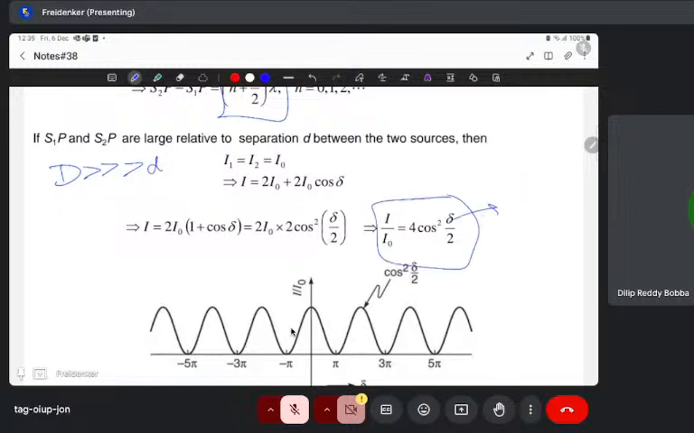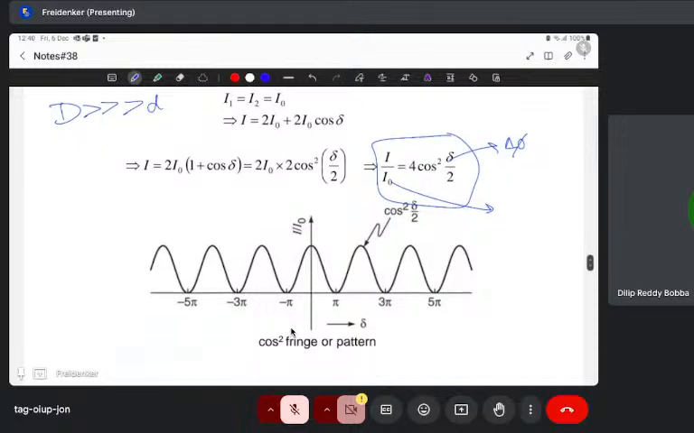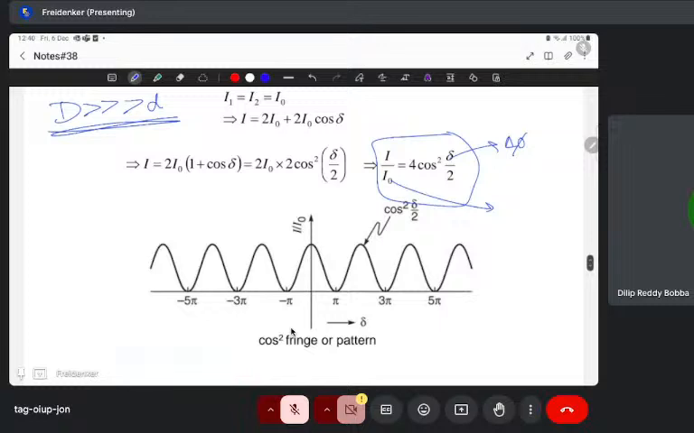Here, delta is phase difference, and I naught is the intensity of the light of the source. So the fringe pattern looks like this. Fine. This is when D is greater than small d. Okay, they're plotting the ratio of intensity. So this is not exactly the fringe pattern, but it will look like this. It's just a ratio.